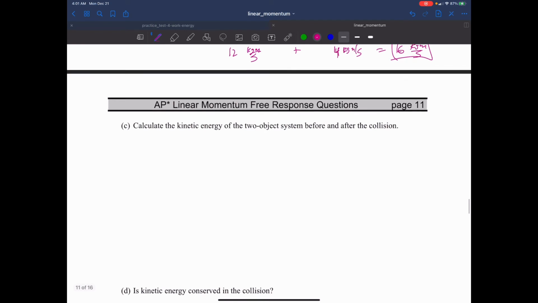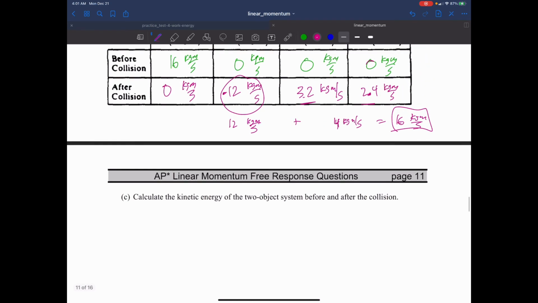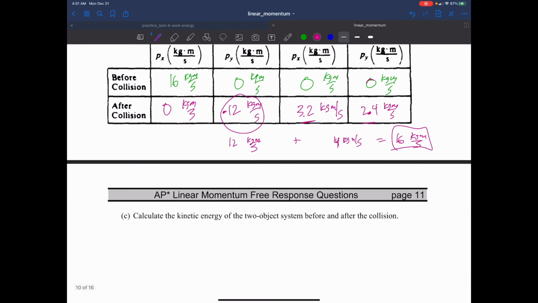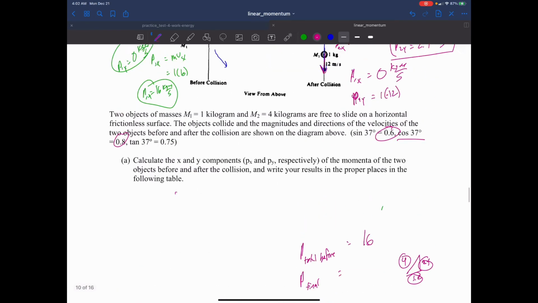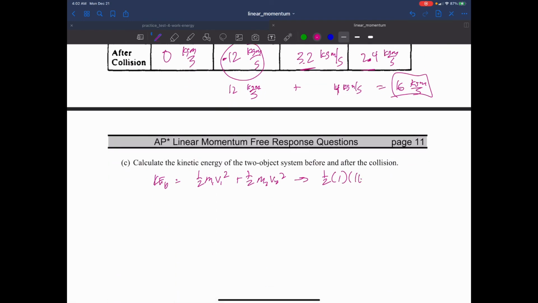Okay, calculate the kinetic energy of the two-object system before and after the collision. Total kinetic energy of the system: KE before is going to be 1/2 m1v1 squared plus 1/2 m2v2 squared, which is super easy. It's 1/2 times 1 times, what was this velocity? Yeah, 16. The second object is motionless, so that's 0. 16 squared times 0.5 is 128. So 128 joules of kinetic energy in the system before the collision.